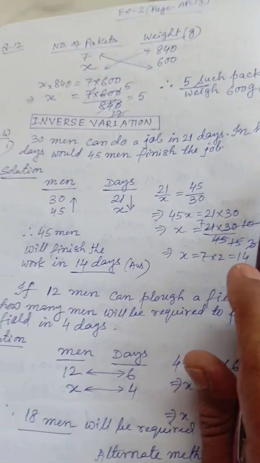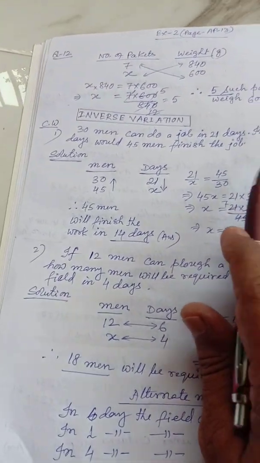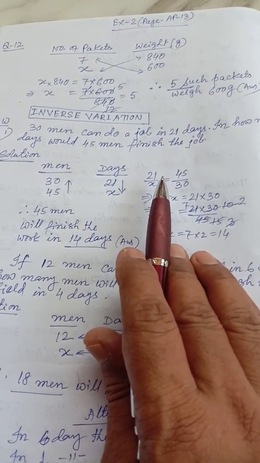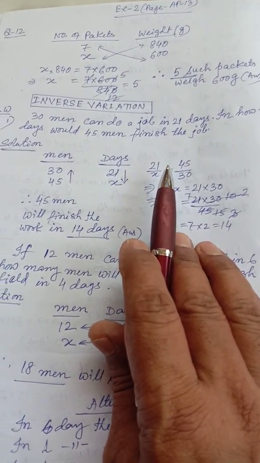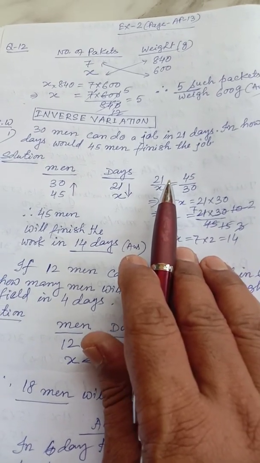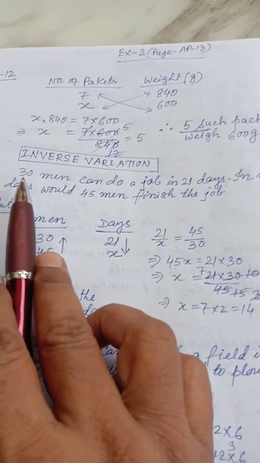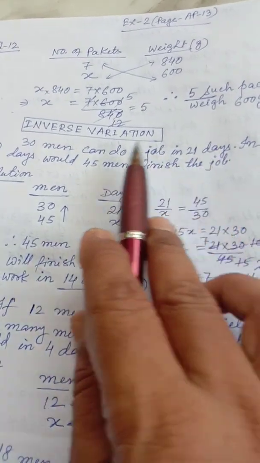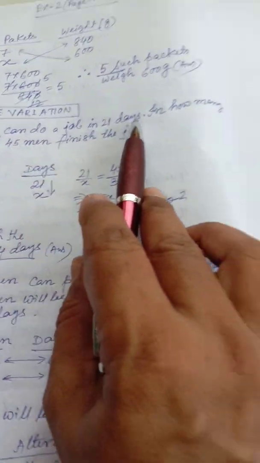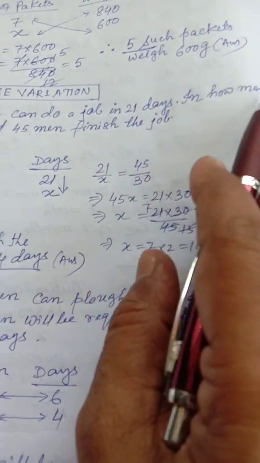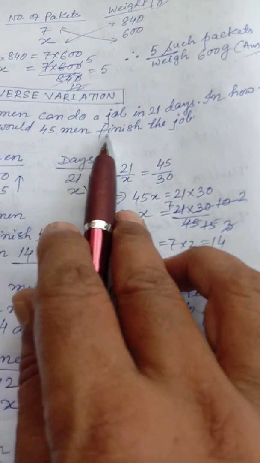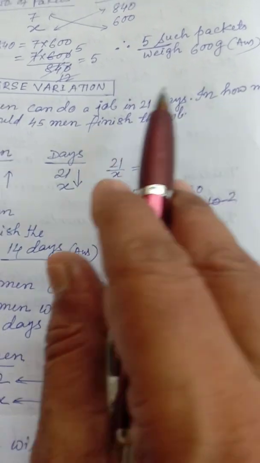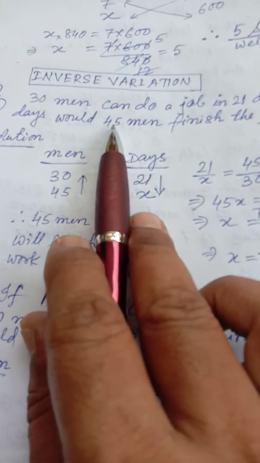Okay, I have taken 2 inverse variation sums, though it is not in our syllabus, because you children have to be smart. You will be able to solve some sums from your class 8 book also, not only class 7. I have given 2 sums. See, 30 men can do a job in 21 days. In how many days would 45 men finish the work? You need to know how many days it will take if the manpower becomes 45.